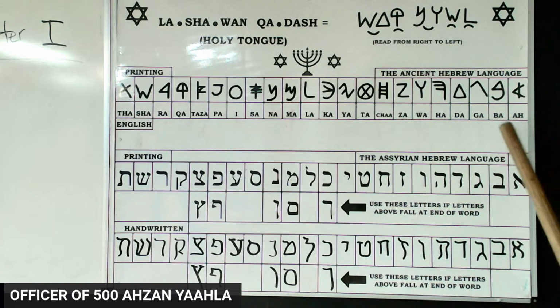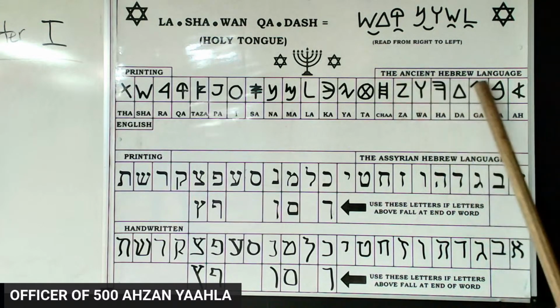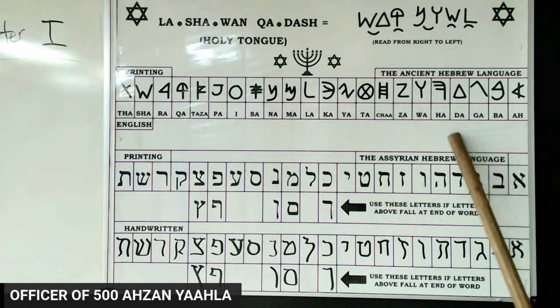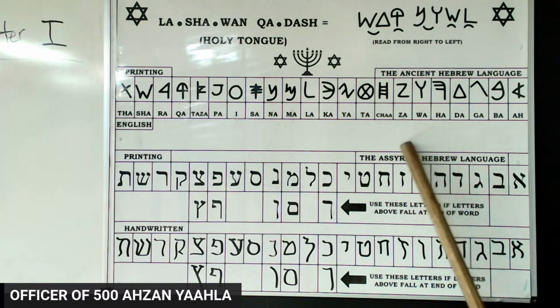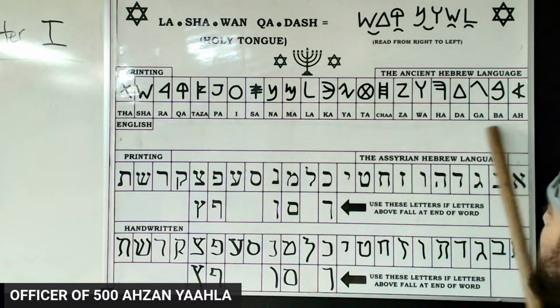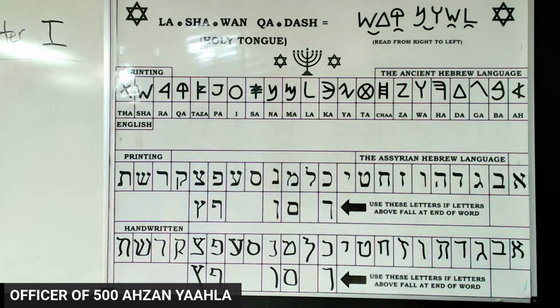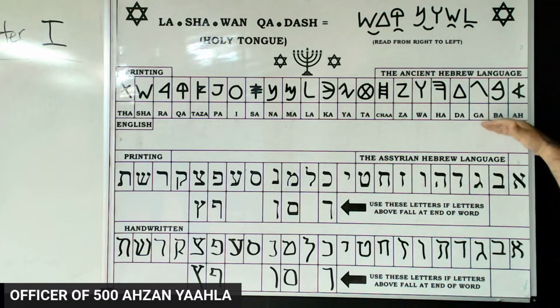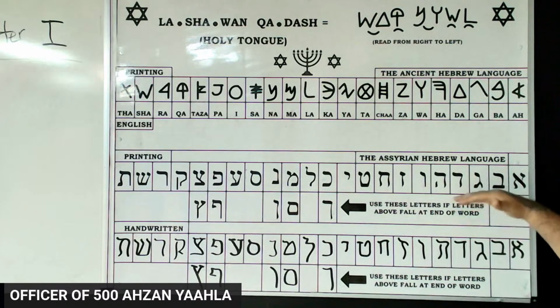This right here is the ancient Hebrew. This is the first form of writing that the Hebrew Israelites, which is our ancestors, had. This top row, from right to left, is the ancient, and right here on the bottom is when we went into captivity. It changed from the ancient into the Assyrian. The Assyrian is what is presently in the Tanakh.